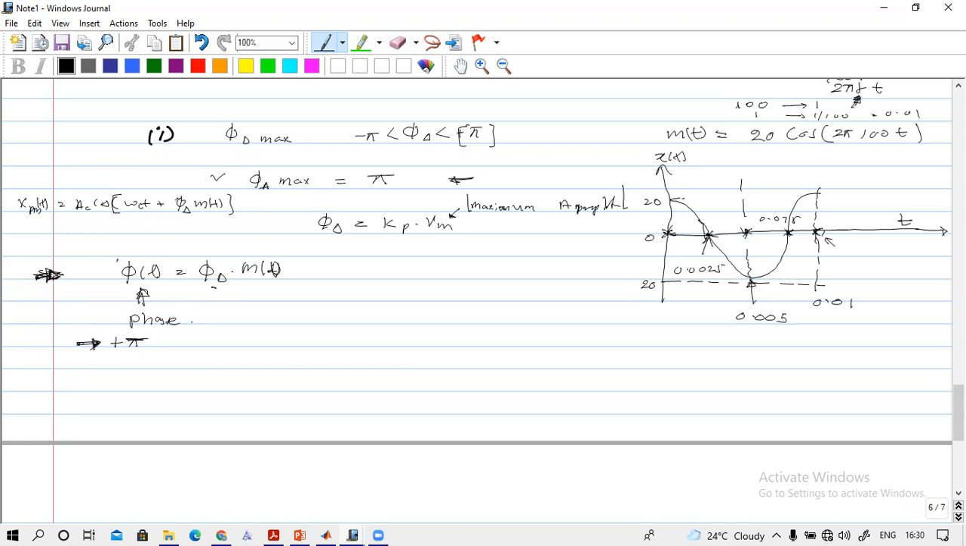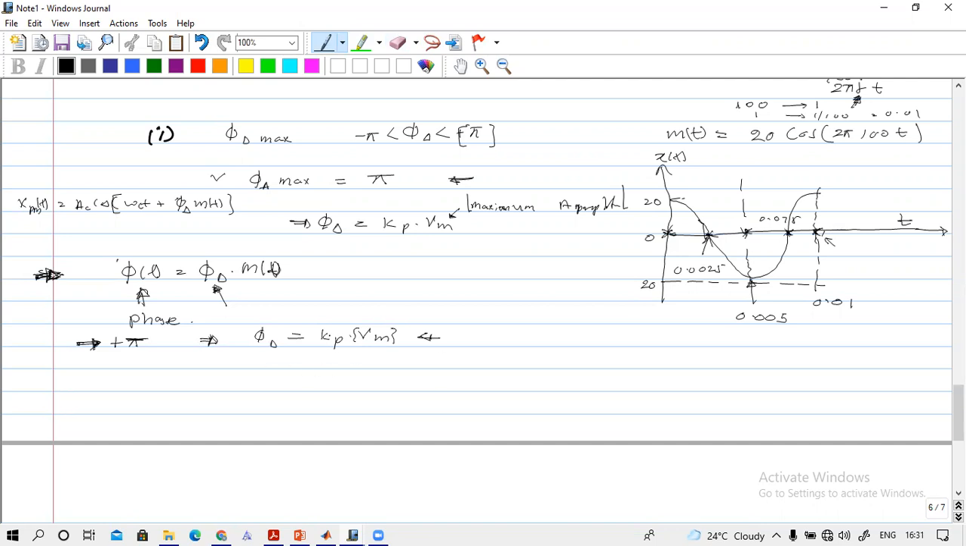So how do we select this delta? In your lecture note, no, I will explain it in my way, then I will come to your lecture note. If I take this identity, phi delta is equal to kp vm. So this vm is the maximum amplitude of the signal, the mt signal.